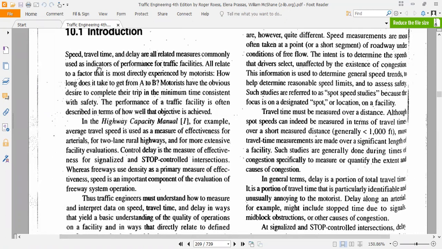So speed, travel time, delay, they all are related measures and commonly used as indicators of performance of traffic facilities. All relate to a factor that is most directly experienced by motorists. That is, how long does it take to get from A to B? So motorists definitely want minimum time consistent with safety.